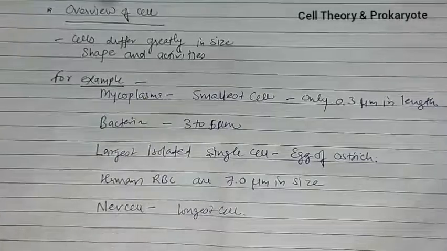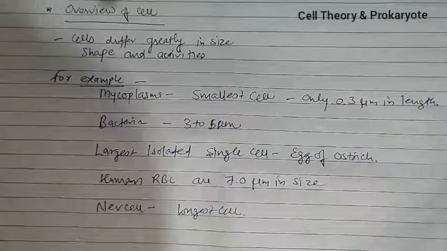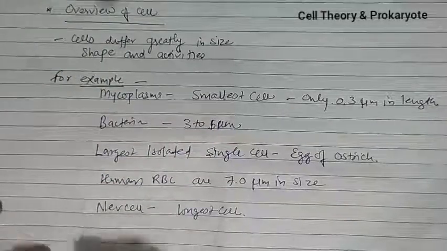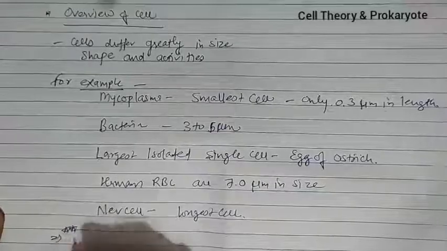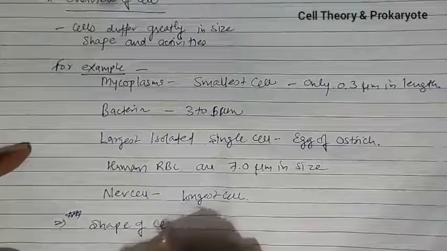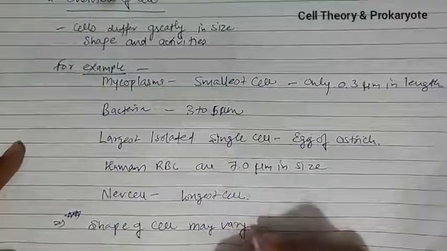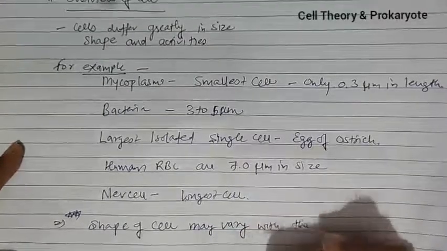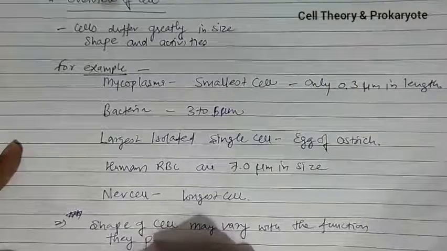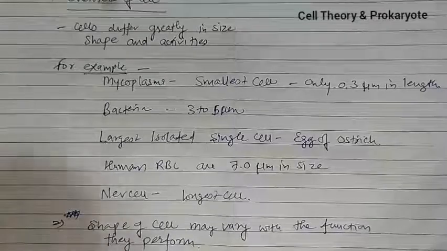So cells also vary greatly in their shape. They may be disc-like, polygonal, columnar, cuboidal, thread-like, or even irregular. The shape of the cell may vary with the function they perform. One important point you should remember is that the shape of a cell may vary with the function they perform. Okay, so this is about the overview.